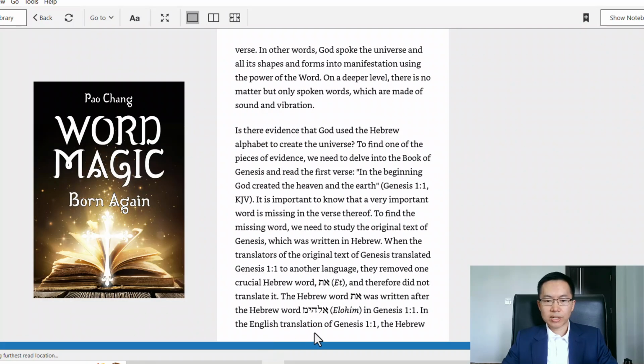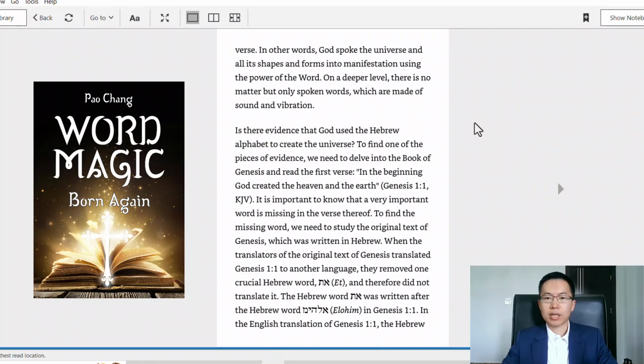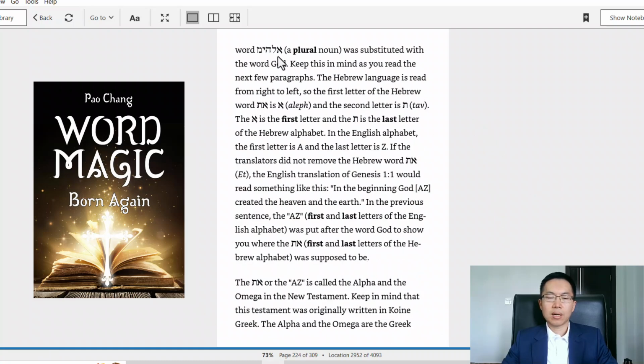In the English translation of Genesis 1:1, the Hebrew word Elohim was substituted with the word God. Keep this in mind as you read the next few paragraphs. The Hebrew language is read from right to left, so the first letter of the Hebrew word et is aleph, and the second letter is tav. The aleph is the first letter and the tav is the last letter of the Hebrew alphabet.